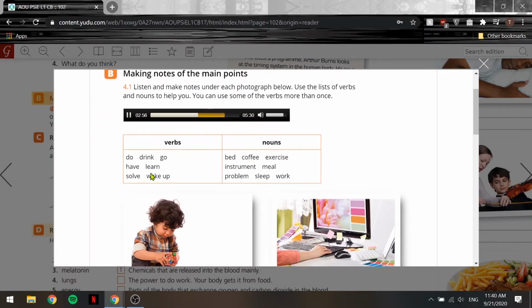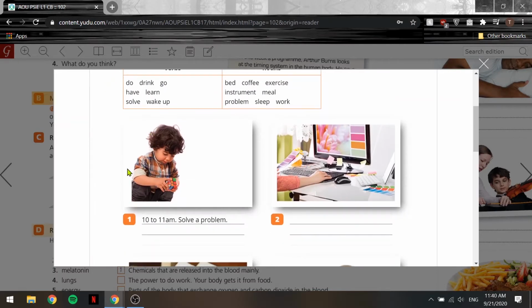The brain is at its highest level of activity. So this time is a good time to solve a problem. For example, you should do your maths homework then.